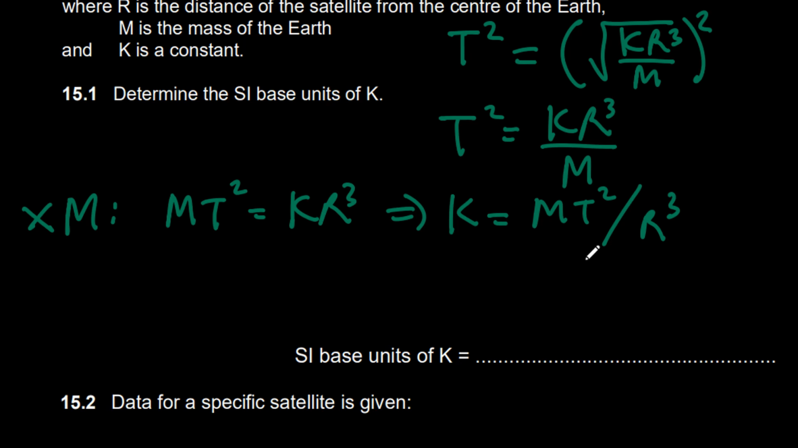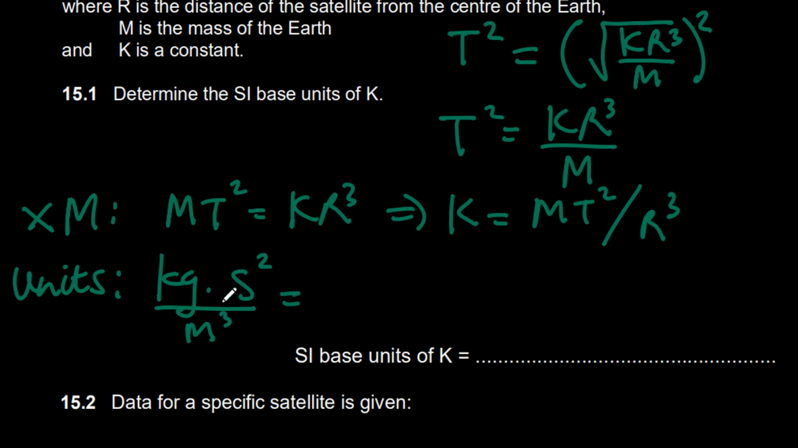Now we can find the SI base units for k. M is the mass, and that's in kilograms. T is the time, and that's in seconds. R is the radius, which is in meters. But it's radius cubed, so it's meters cubed. We can bring the m cubed to the top. So we get kilograms seconds squared per meter cubed. So these are the SI base units of k.